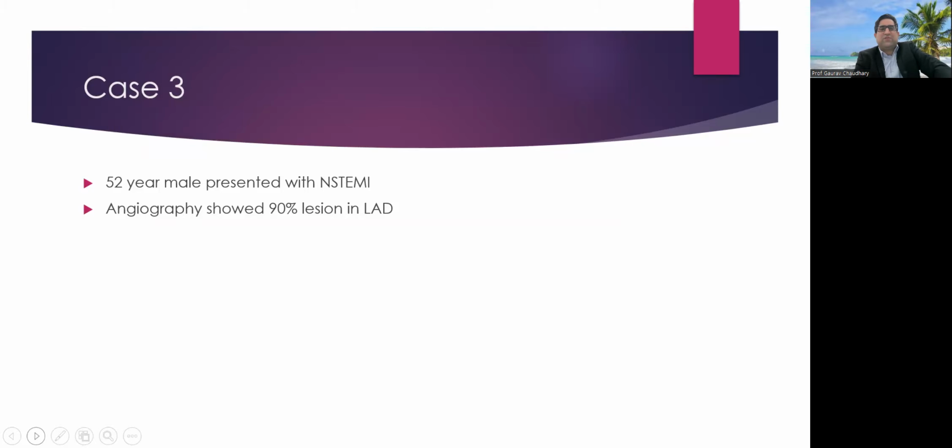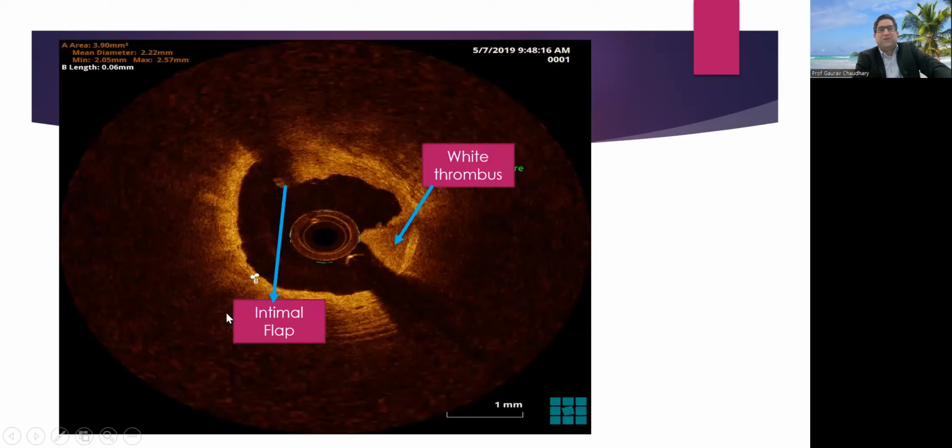The next case is a 52-year-old male presented with non-STEMI, and the angiogram shows a 90% lesion in the LAD. So we could see on the right side of the catheter at 3 o'clock an echo-bright structure. This is a signal-rich structure with very little attenuation. It is attached near the lumen, extending to the intima.